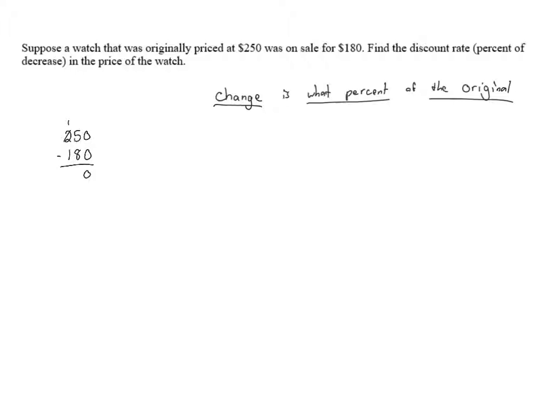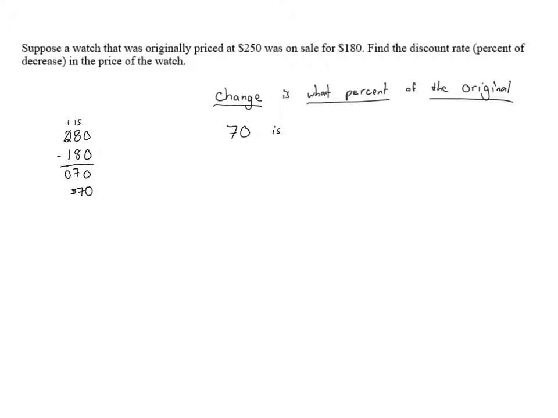If we do this, we can borrow. 15 minus 8 is 7. 1 minus 1 is 0. So we end up with $70. So the change in price is $70.